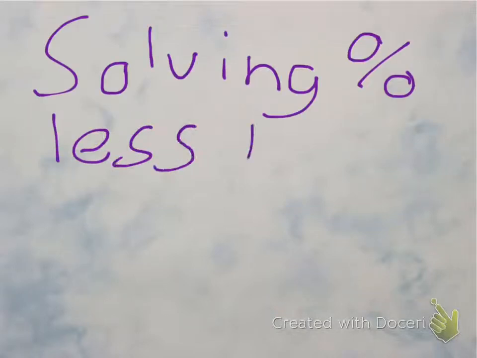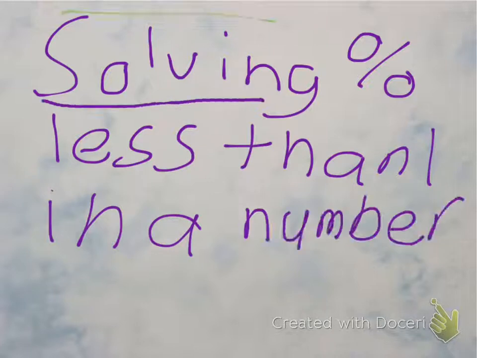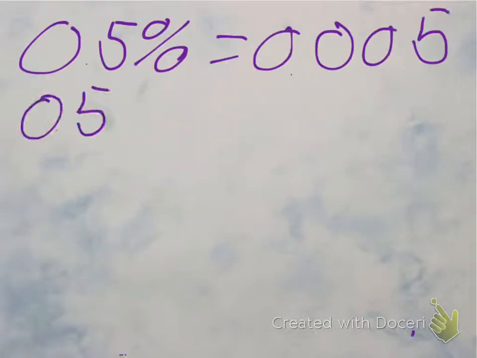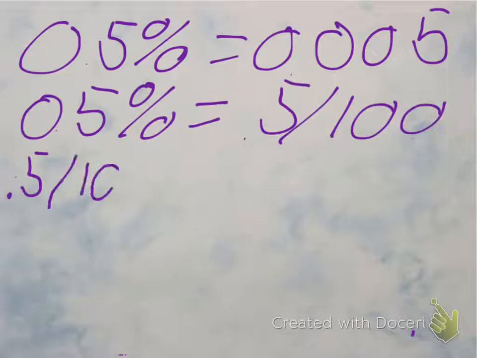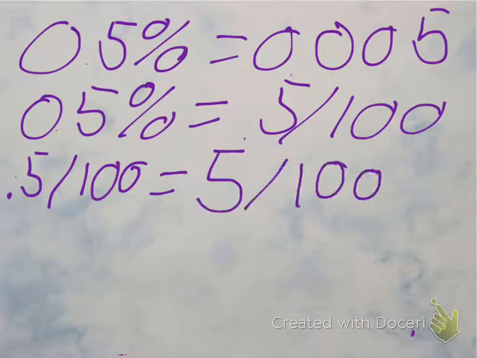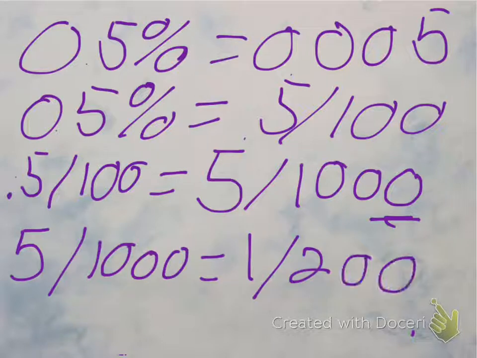So today we are going to learn solving percents less than 1 in a number. Write 0.5% as a decimal and as a fraction. You can change a percent to a fraction by simply putting the percent over 100. Remember, we cannot leave a decimal in the numerator, so we must rewrite it as a whole number.